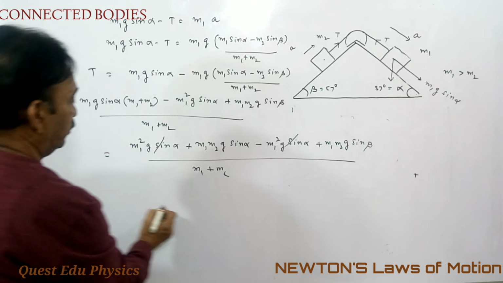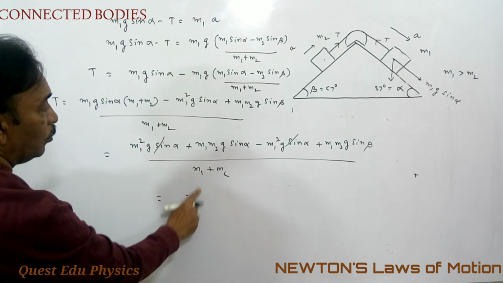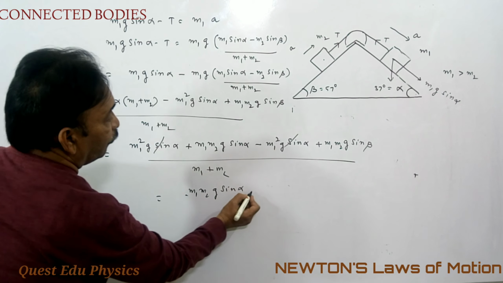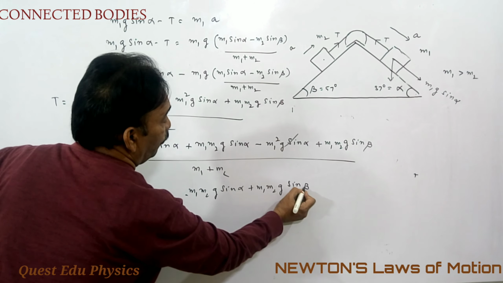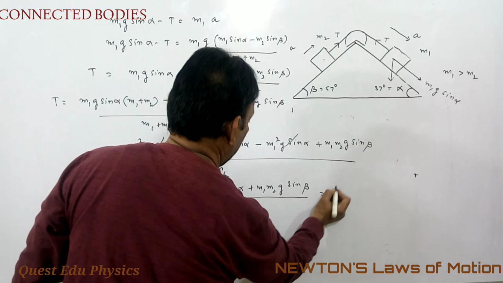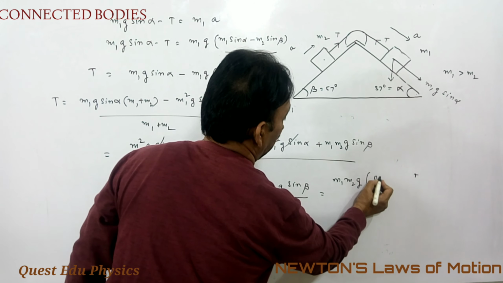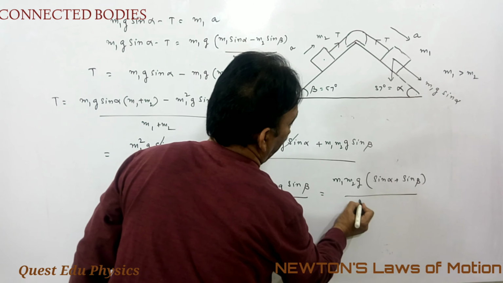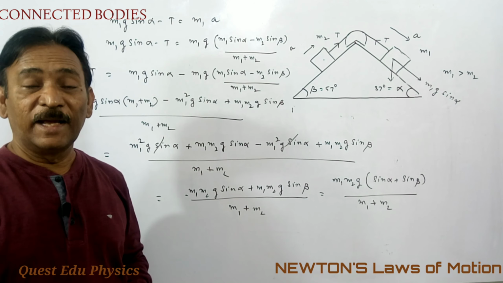These factors get cancelled, and what you get is m1 m2 g sine alpha plus m1 m2 g sine beta divided by m1 plus m2. Here we are taking m1 m2 g as common, that is m1 m2 g of sine alpha plus sine beta, whole divided by m1 plus m2. In this way we can find out the tension.